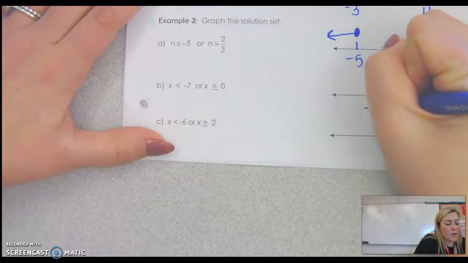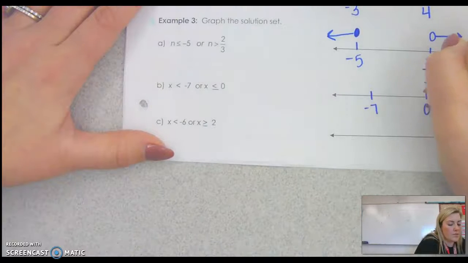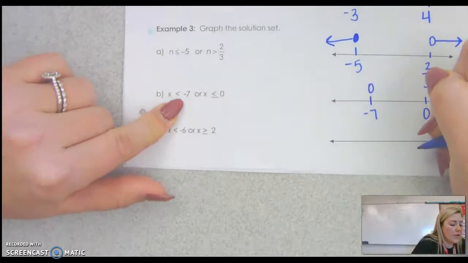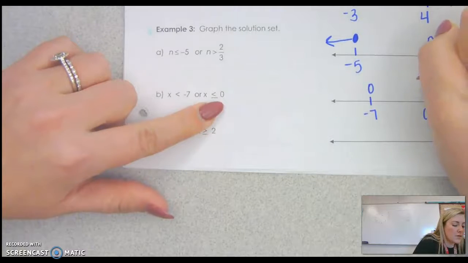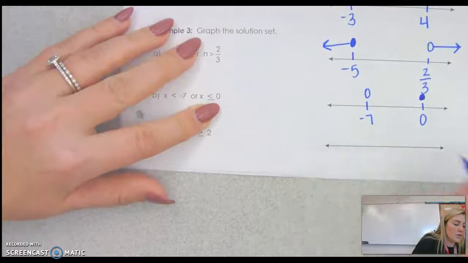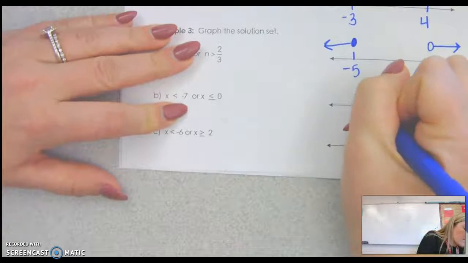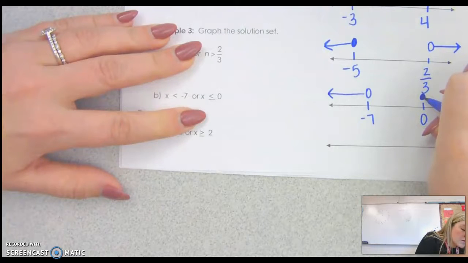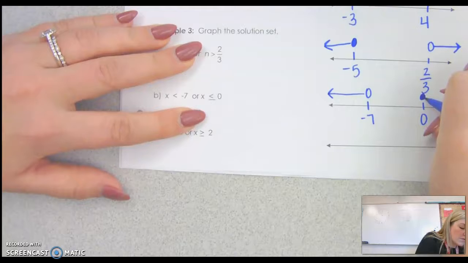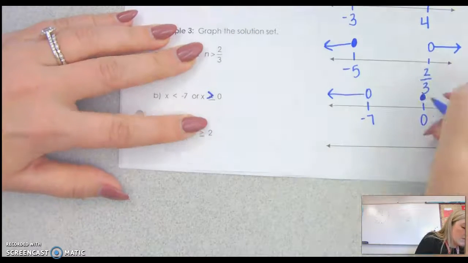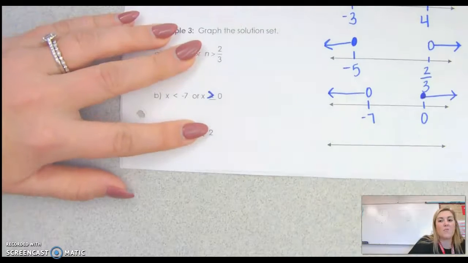For B, I'm going to put in -7 and 0. -7 has an open circle for less than. 0 has a closed circle for less than or equal to. -7 is pointing to the left. And 0, whoops, I think that one is supposed to go that way. I'm sorry. Should be that way.